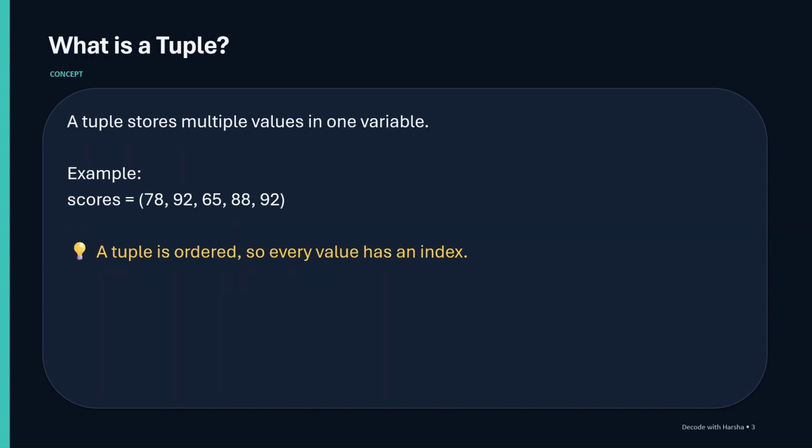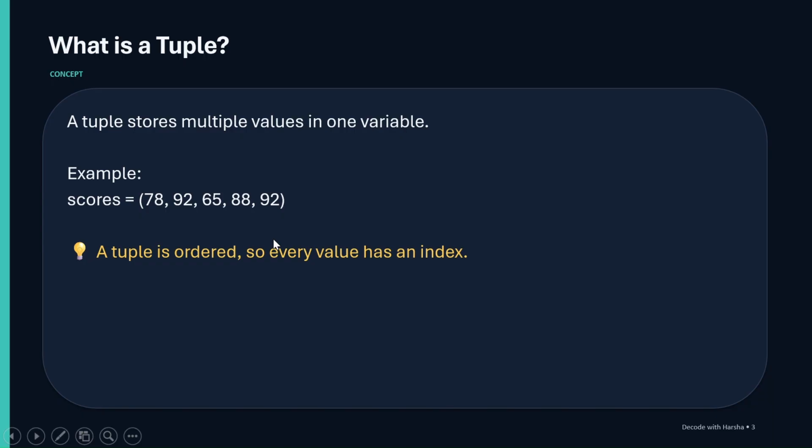So first, let's see what a tuple is. A tuple stores multiple values in one variable, similar to an array, correct? So many values are stored in one single variable. Here in an example, you can see scores equal to 78, 92, 65, 88, 92. These are all stored within parentheses. In a list we saw square brackets, but here we'll be using parentheses.